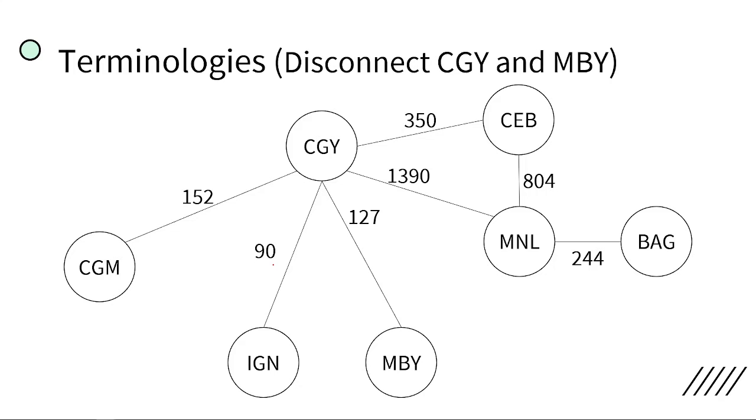Okay, next, we can also disconnect. We can disconnect Cagayan and Malaybalay. When we say disconnect, it just means you remove the edge between two vertices. So the line just disappears. That's it. It's simple. So those are some basic terminologies in graph theory.